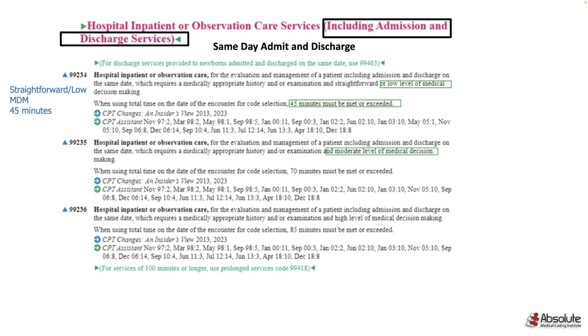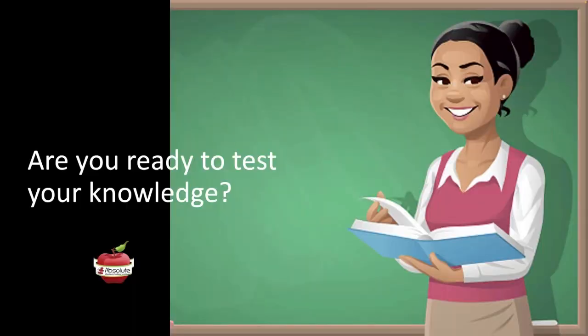99235, this is moderate level of medical decision making. 70 minutes must be met or exceeded. And 99236, this is high level of MDM with 85 minutes must be met or exceeded. And for services of 100 minutes or longer, go ahead and use prolonged services code. Now, let's just get to it. Let's go ahead and test our knowledge. And I think it's going to make sense after.